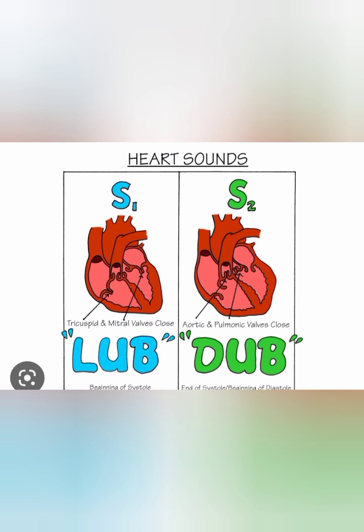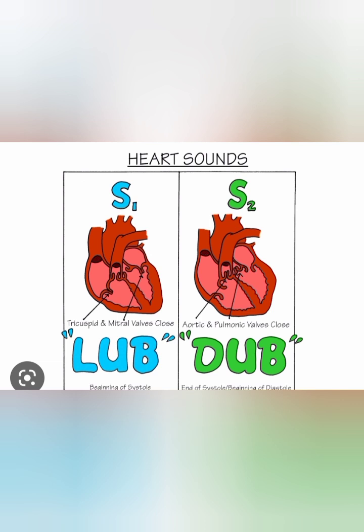Then S3. S3 is the rarest heart sound. Up to 30 years, S3 is considered normal, and after 30, if it is heard, it is considered ventricular failure. S4 is due to ventricular dysrhythmia or ventricular hypertrophy; in some patients we can hear this S4 sound.